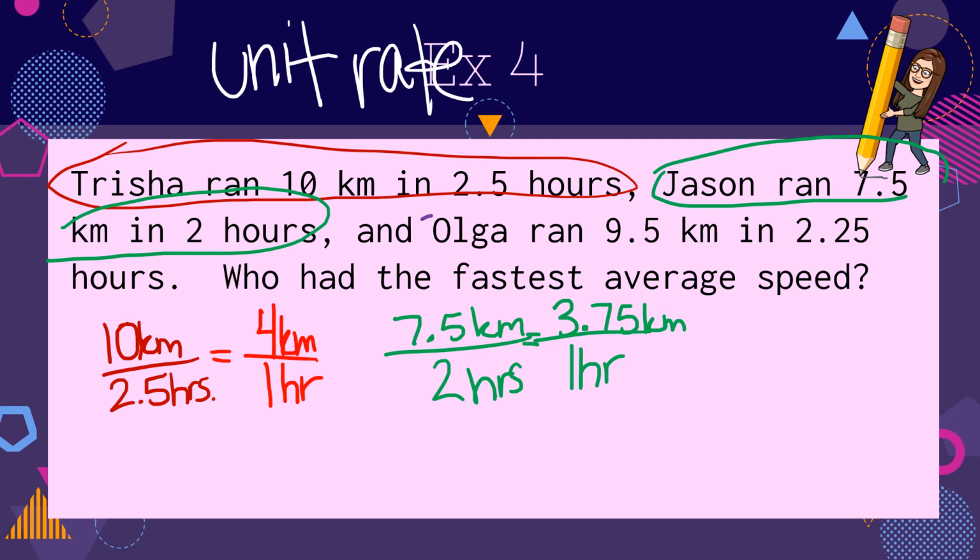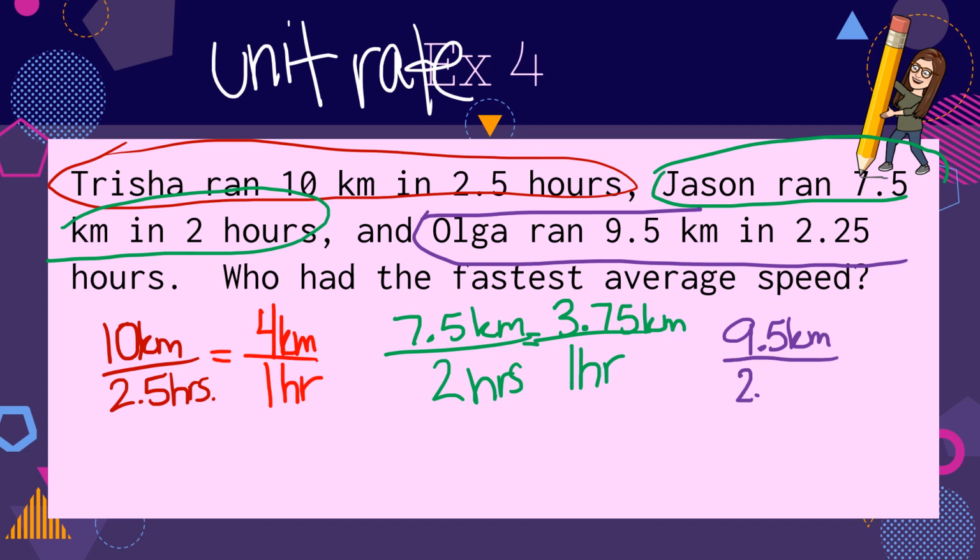Let's go once more. This time we're going to talk about Olga. Olga ran 9.5 kilometers in 2.25 hours. We want to find her unit rate. How fast did she run per 1 hour? Take 9.5 and divide by 2.25. That would be about 4.2.